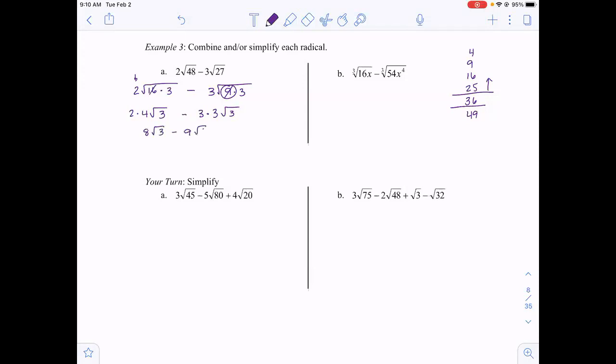minus 9 root 3. Now this is where we look and say, okay, are we able to simplify this? And the answer is yes, because the square root of 3 is the same as the square root of 3. So now I just have to do 8 minus 9, which is negative 1 square root 3, or we could just write negative square root of 3.